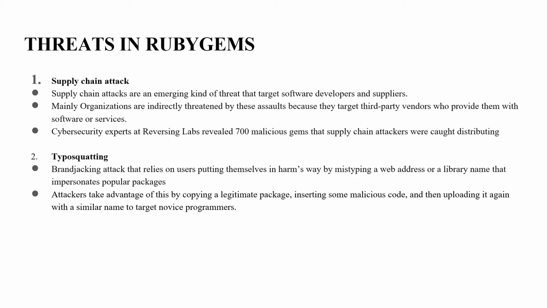Cybersecurity experts at Reversing Labs revealed over 700 malicious gems packages written in Ruby programming language that supply chain attackers were caught recently distributing through the Rubygem repository. The second one is typo squatting. Typo squatters use misspellings of popular names to misdirect victims into using the wrong thing. Though it's been a problem for websites for years, it's becoming an increasing issue for software developers too.